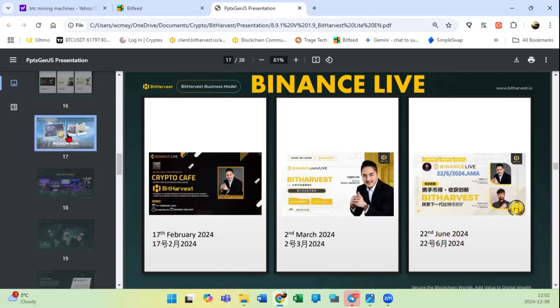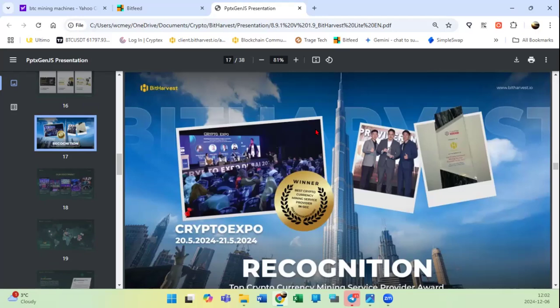Let me tell you about this though. This is so awesome. These guys walked into the Crypto Expo in Dubai in May, and we were only a month-old company. They walked in, and our peers gave us the award for best crypto services provider. We won that award on the 20th of May, and that's the first of two awards that we've won.